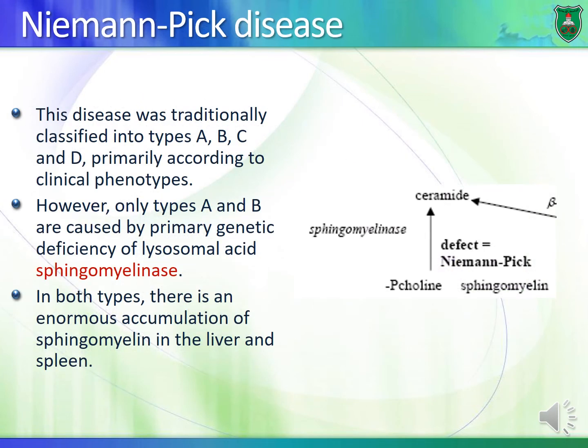Another condition is known as Niemann-Pick disease, which is related to defective sphingomyelinase. Now, this enzyme converts sphingomyelin into ceramide. So, deficiency of this enzyme would result in the accumulation of sphingomyelin in liver and spleen. And there are different types, again, according to severity of the condition.